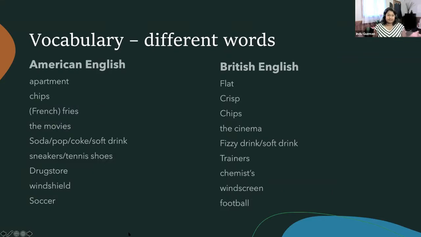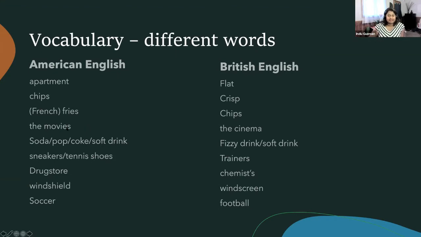For example, the first thing is different words. You live in a flat or an apartment. Chips or crisps, those are the crunchy ones you get from the bag. Or French fries or fries. They call it chips. But interestingly, in the US, a lot of restaurants call it fish and chips, not fish and fries. When you say fish and chips in a US restaurant, you will get French fries with fried fish. So they just kept that.